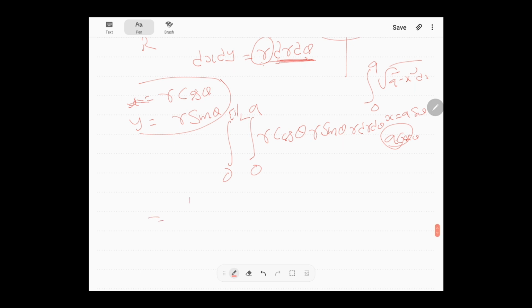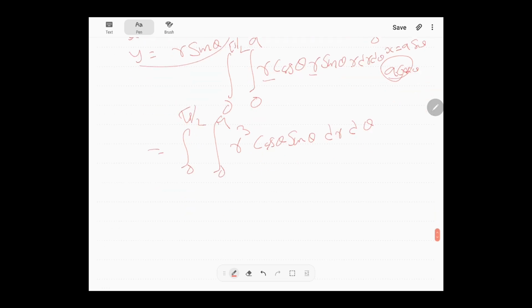Evaluate this integral as usual. This is the integral from 0 to pi by 2, integral from 0 to a, r into r square, another r, so this is r cube, cos theta, sin theta, dr d theta. If I integrate with respect to r first, integral of r cube is r power 4 by 4. If I substitute the limits, a power 4 by 4, integral from 0 to pi by 2, cos theta sin theta d theta. If I take sin theta as t, cos theta d theta is dt, it is t dt.